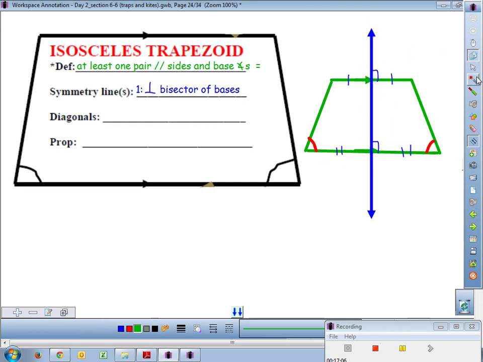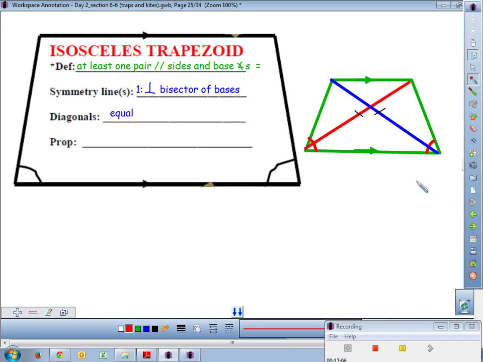This blue line perpendicularly bisects the bases, to where it goes right smack dab through the middle of that top base, and it went through it at a 90 also. If it perpendicularly bisected this base right here, it will also do the same to that thing right there. So the symmetry line of an isosceles trapezoid is the perpendicular bisector of the bases.